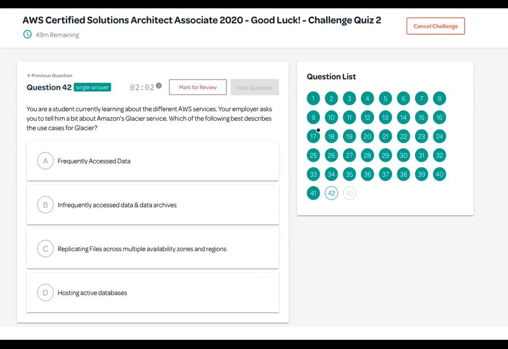You are a student currently learning about the different AWS services. Your employer asks you to tell him a bit about the Glacier service. Which of the following best describes it? It is for infrequently accessed data and data archival.